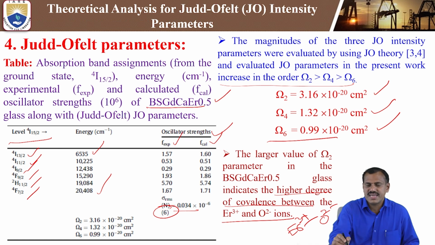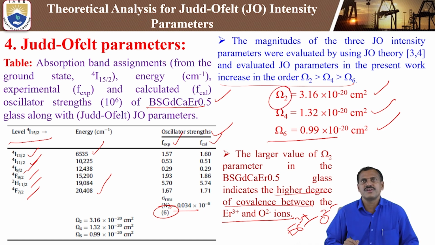This shows the higher value of omega 2. In the present work, the omega 2 value is more compared to omega 4 and omega 6. That is why it indicates a higher degree of covalence between the erbium 3 plus ions and oxygen 2 minus ions. These are the Judd Ofelt intensity parameters we are calculating by using the JO theory.